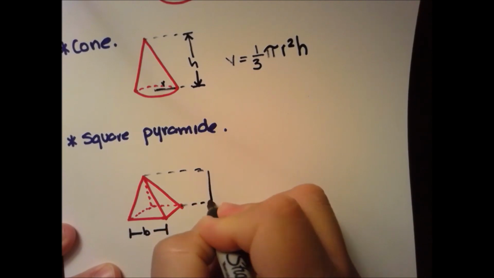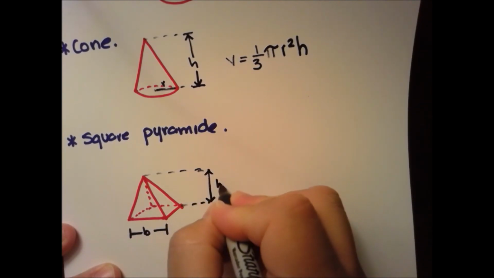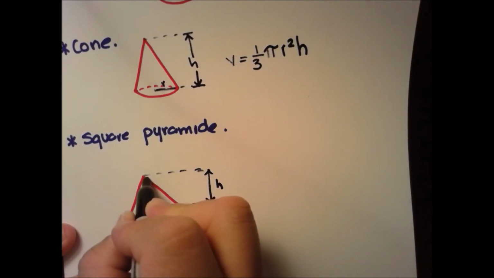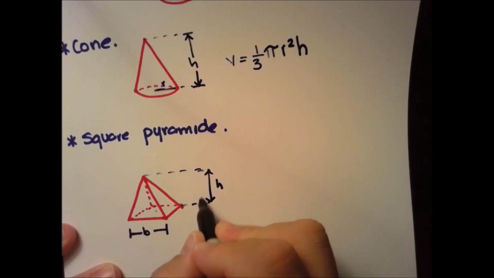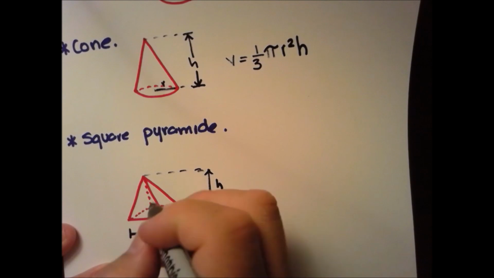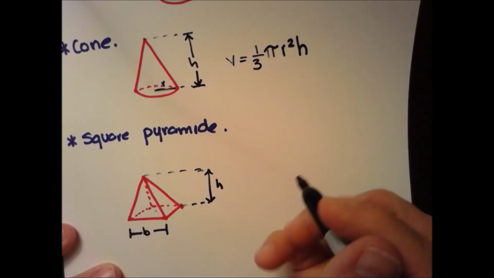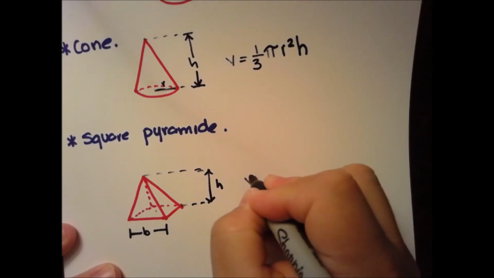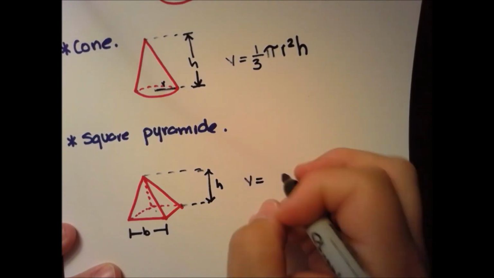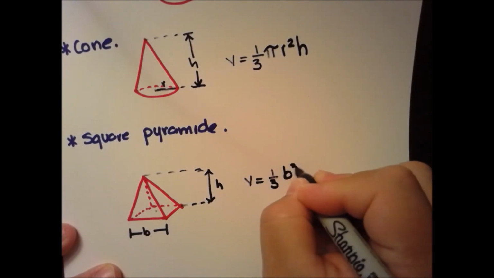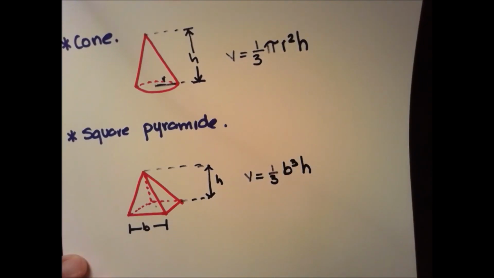And again, I need to tell you that the height should be considered from the center of the base to the top. I mean, it should be at 90 degrees with the base. This length side is not the height. Okay? And the volume is going to be calculated by 1/3 of the squared base area times the height.